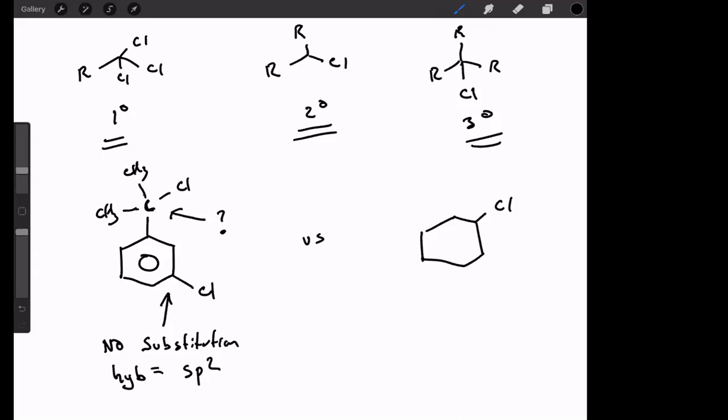No, apparently not. Nobody typed it in chat. So the hybridization in this case is sp2, and just recall that sp2 hybridized carbons don't undergo substitution reactions.